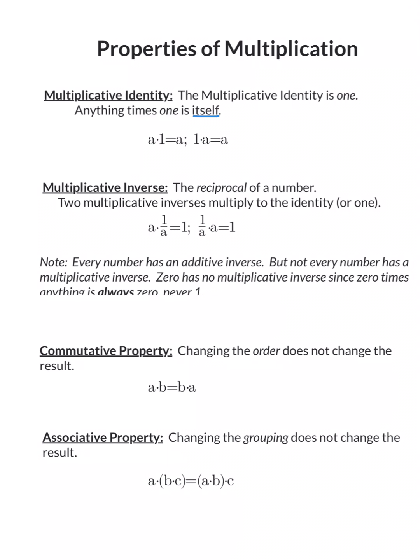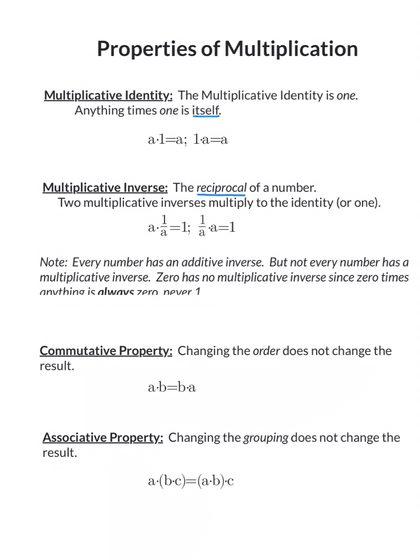The other type of number we have is multiplicative inverse. Inverse, just like with addition, cancels out. When we talk about multiplicative inverse, what we are looking at is the reciprocal of a number. Two multiplicative inverses multiply to 1, or the identity. So A times 1 over A is equal to 1. 1 over A times A is also equal to 1.